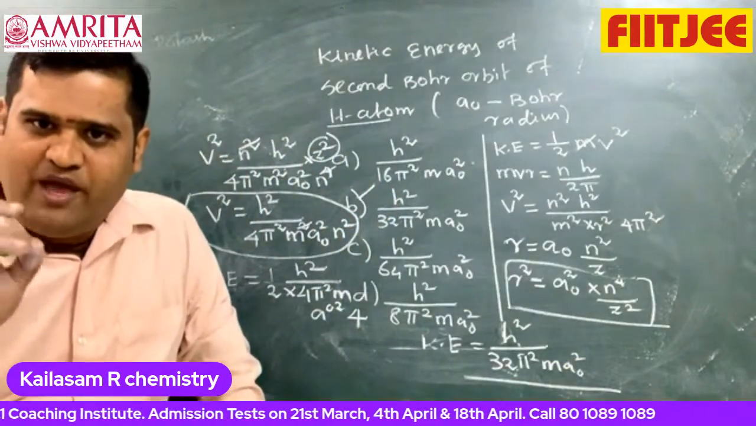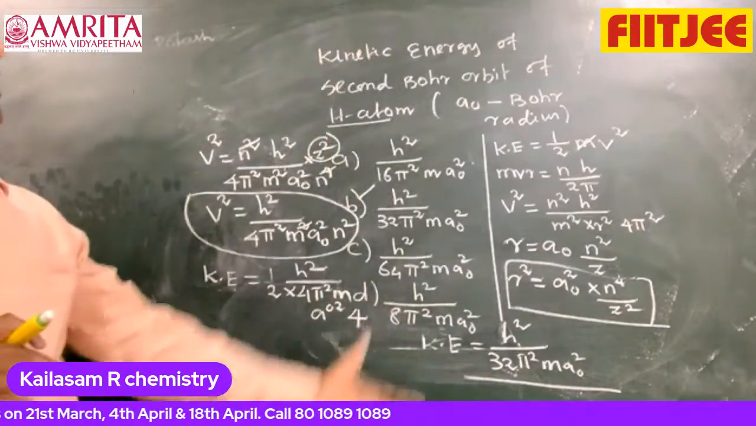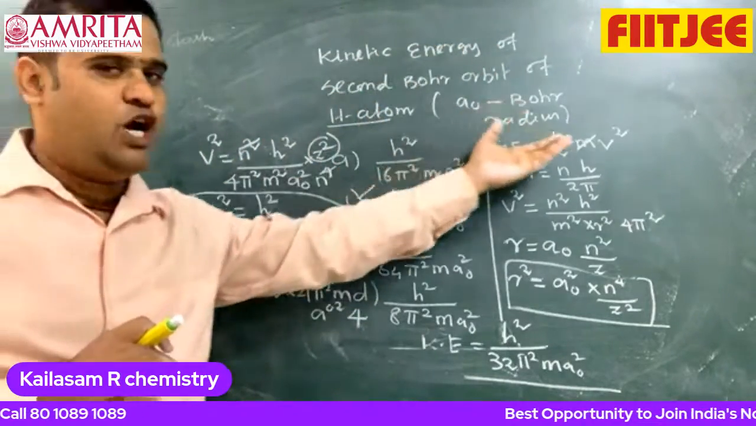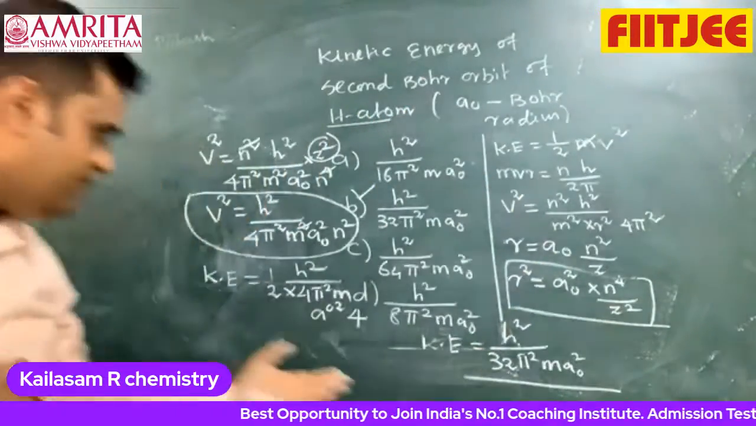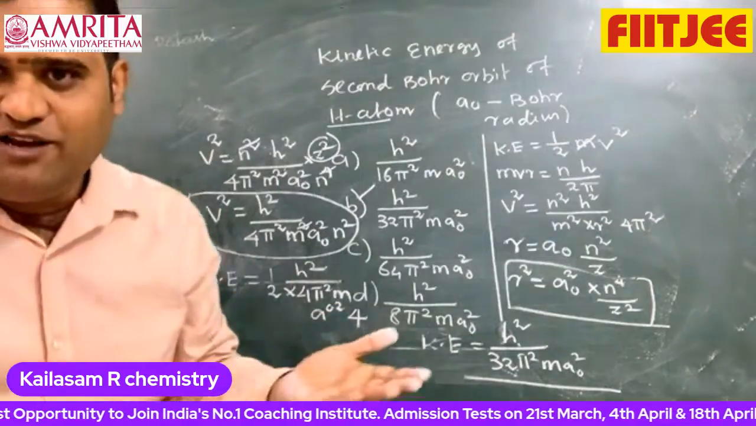This is what you may expect in JEE Mains question. So this is the question. Kinetic energy of second Bohr orbit of hydrogen atom. A naught is Bohr radius. Look at this. Options are given. So option B is the correct answer. Fine. That's all.